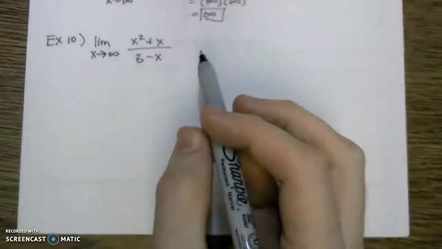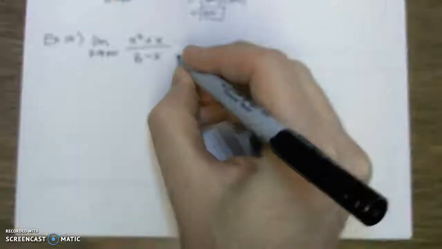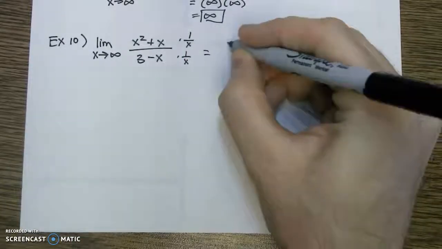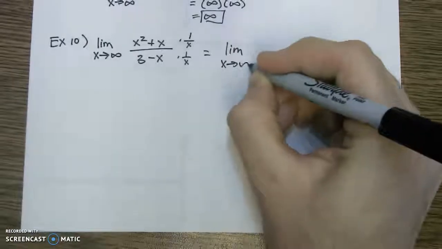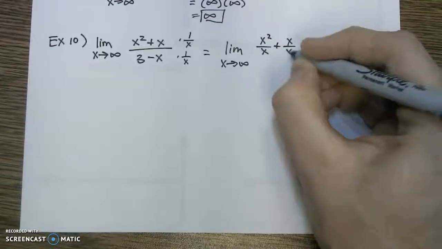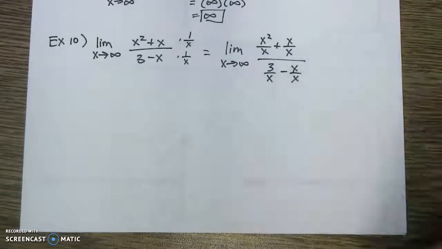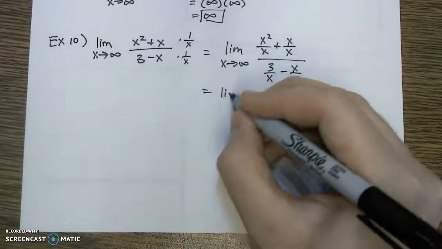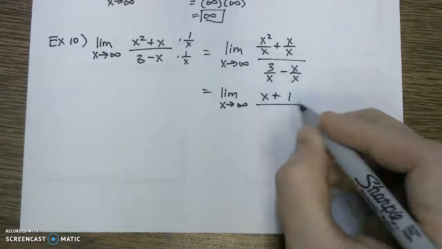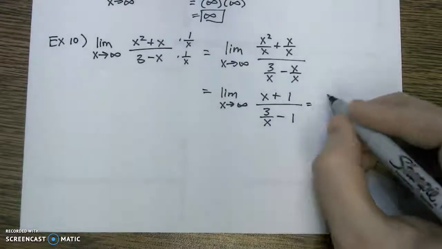So what we'll try is the technique where you divide by the largest variable in the bottom. So in this case that is an x, so we're going to multiply by 1 over x on top and on bottom. So that is going to give me x squared over x plus x over x over 3 over x minus x over x. Reduce this. So that's going to be x plus 1 over 3 over x minus 1. And now try plugging in infinity again.